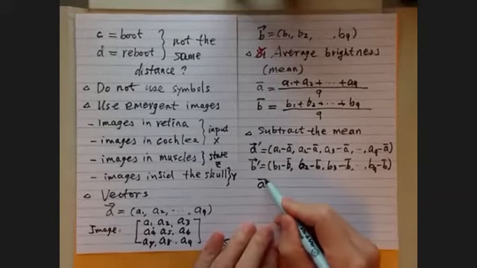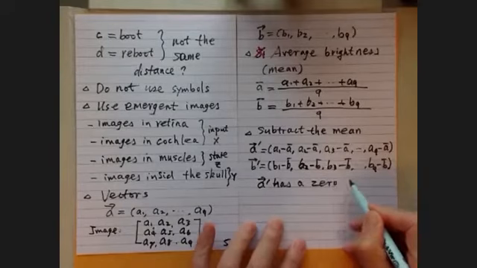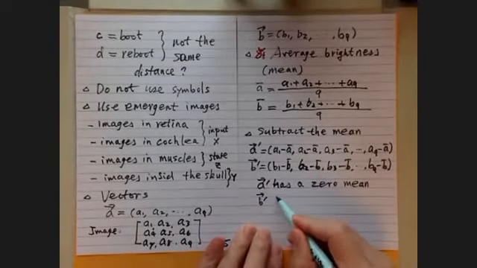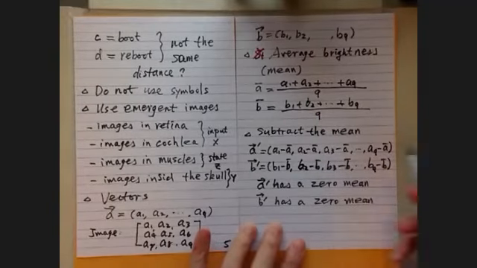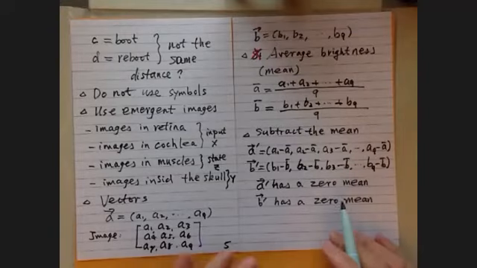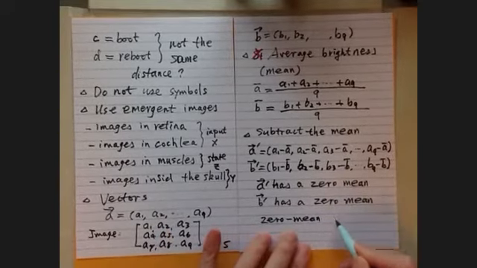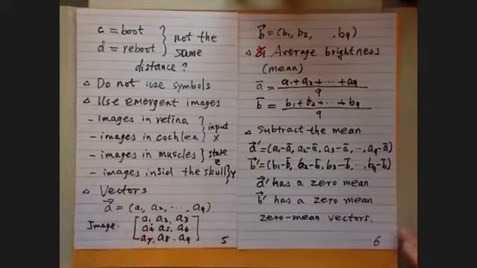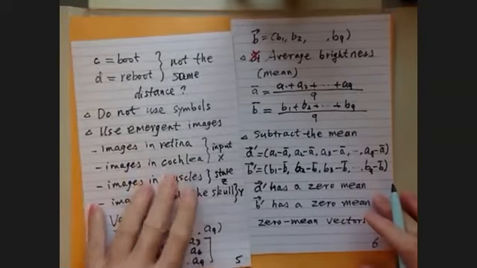If you do this, the vector has a zero mean. What does that mean? If you average all these values, you get 0. B prime also has a zero mean; if you average this vector, you get 0. Why? Because the mean has already been subtracted out. It's called a zero mean vector. A prime is a zero mean vector. So we call these zero mean vectors. That's what we define. Any questions? So the first step is that we subtract the mean out, and we call it zero mean. That's motivated by the brain.